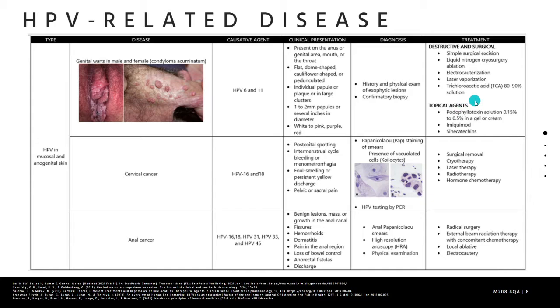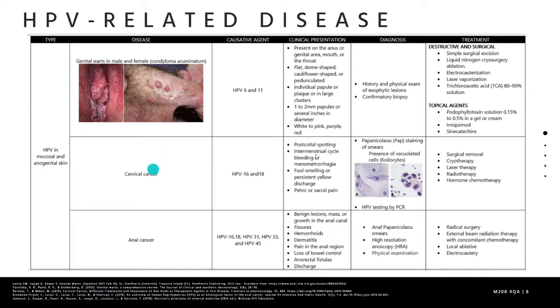And then trichloroacetic acid is a chemically destructive acid that burns and erodes the skin and mucosa. And for topical agents, they have different modes of action. Like for this agent, it will bind to cellular microtubules, and then it can inhibit mitotic cell division and induce the necrosis of warts. And then this topical agent is an immune enhancer. It will induce the secretion of cytokines that reduce the HPV DNA viral load.